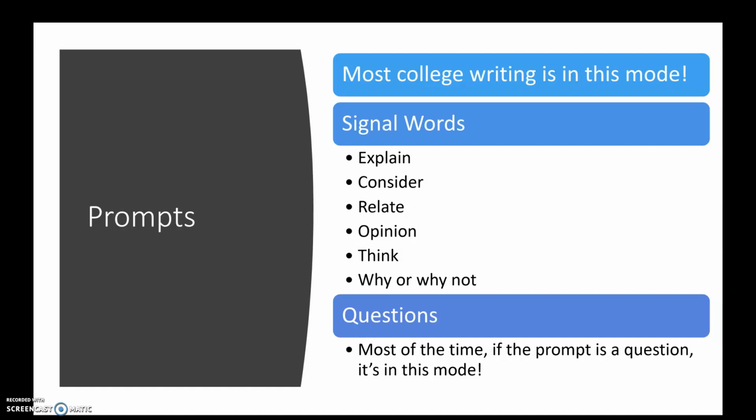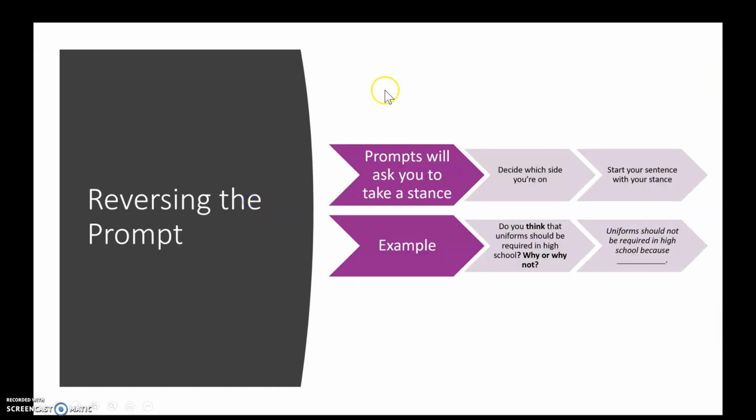A lot of times your prompts now will be in questions. So, do you agree with this statement? Why or why not? That's the kind of thing that a lot of these prompts will be phrased as. And in answering the question, you will most of the time come up with a stance, which will help you to create your topic sentence from there. So prompts will always ask you to take a stance in persuasive writing.